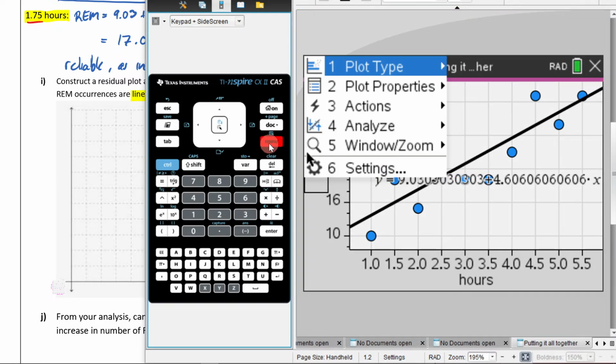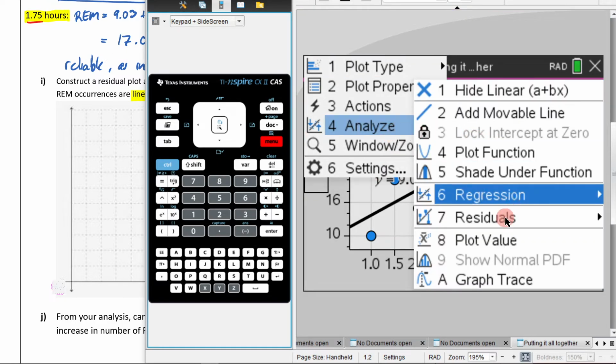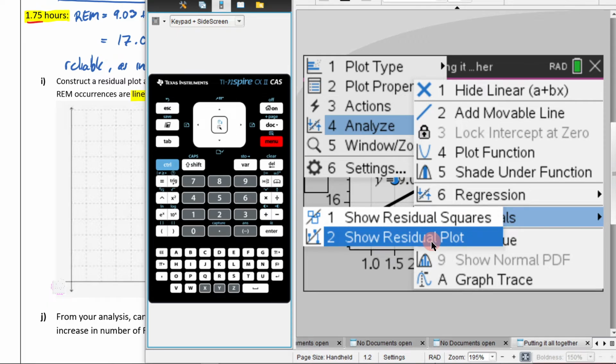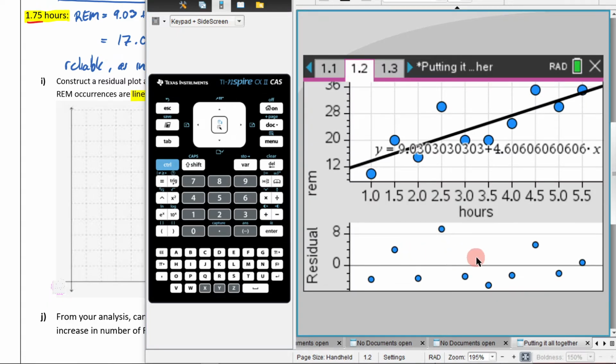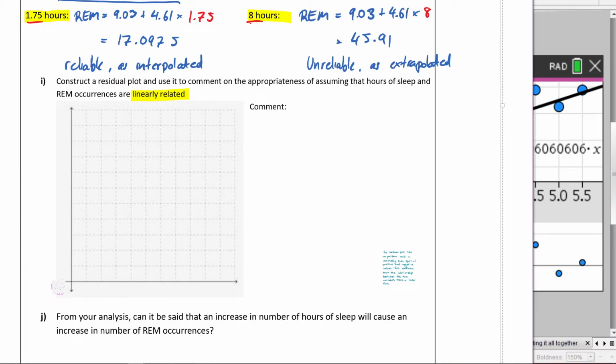Then once we've done that, we can go menu, analyze, and then residuals, and then show residual plot. And here it is right there. So this is what we're going to sketch. If we come here for a moment, we begin by labeling some things. We need to label that this is the residual value, and make sure you write it nicely. This is the residual value.